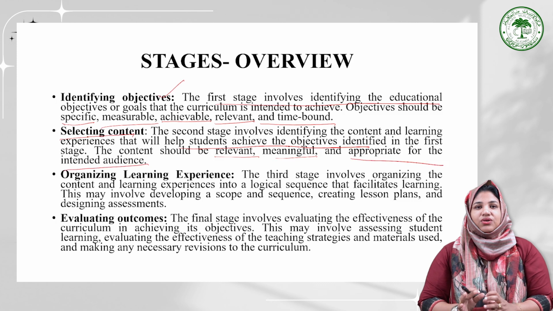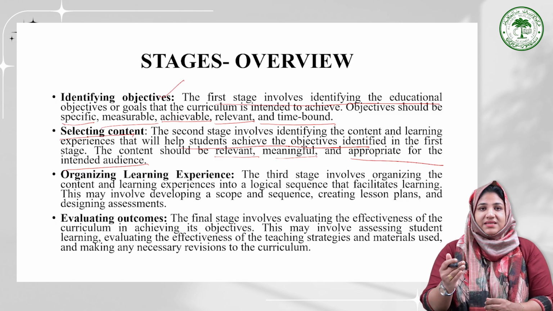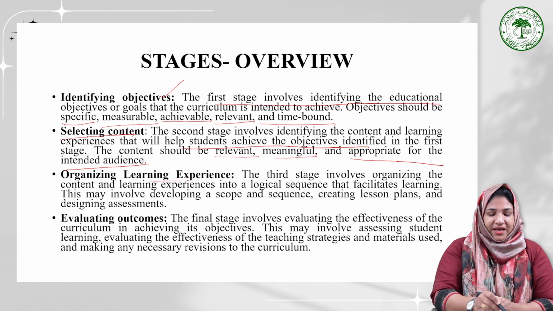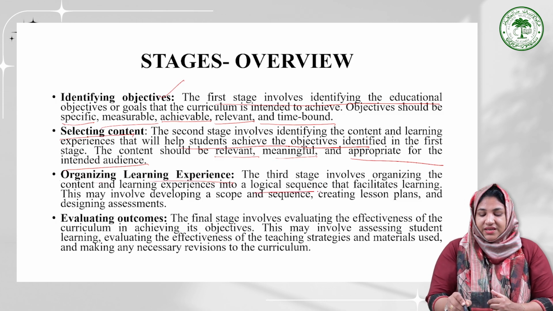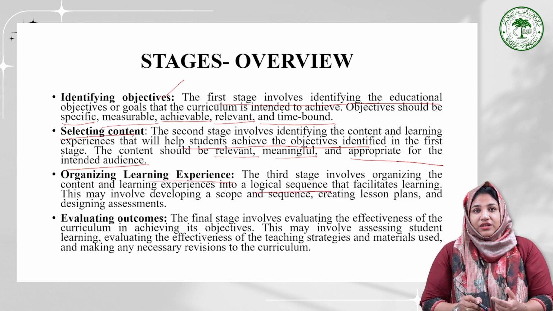While you are selecting the content, you should consider the age level of the students, the intelligence level, and the interest, attitude and aptitude of the students. These factors should be considered, because we are creating the content for them. That is why it should be for the intended audience. Organizing learning experiences: whenever you are organizing any learning experiences, it should have a logical sequence. Why should there be a logical sequence? If it is not logically arranged, it will not facilitate the learner.